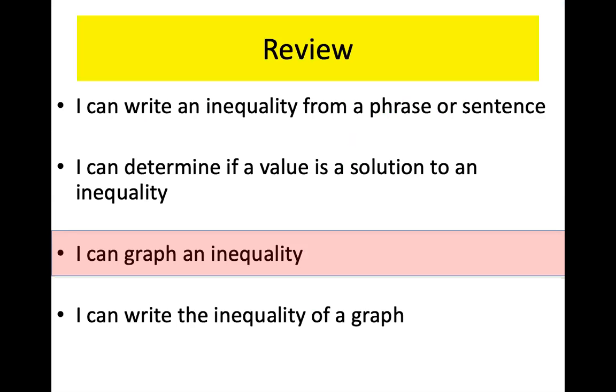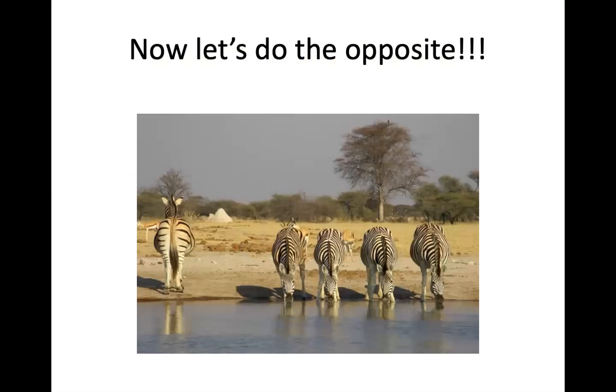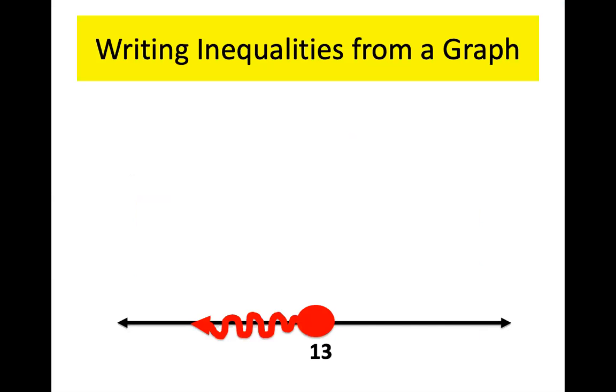We got to do one last thing. Guess what it is? We have to do the opposite of what we just did. So the opposite is, I give you the graph, you write the inequality. Hannah, pick a variable. Don't overthink this. Pick a variable. X, I pick G. Okay?